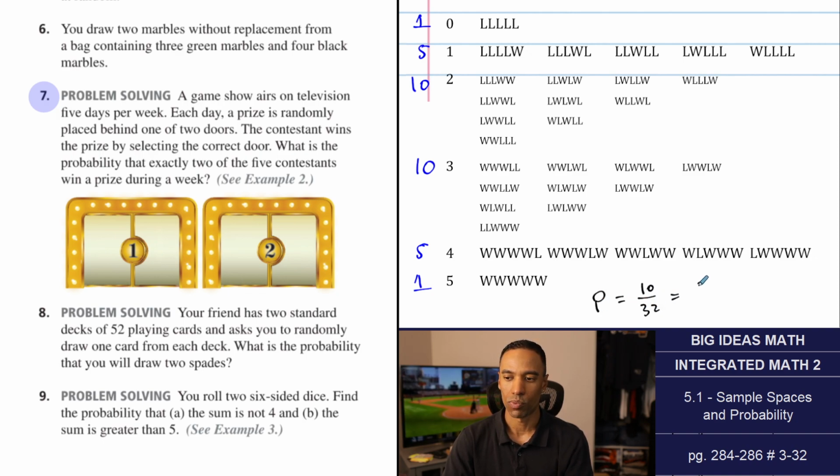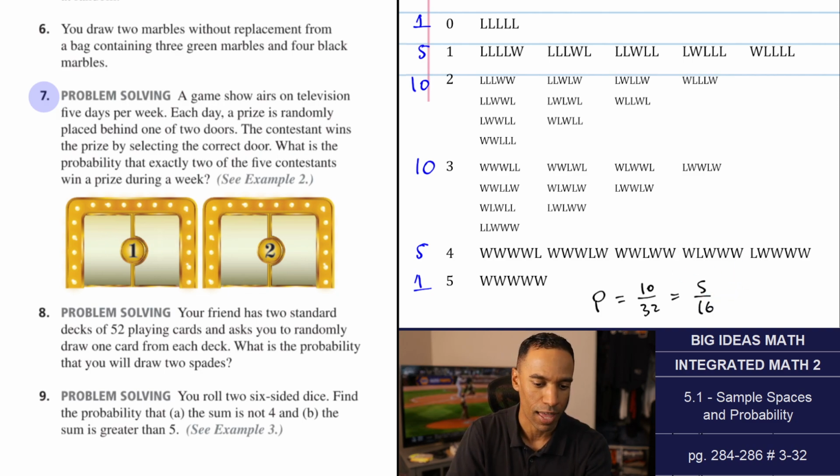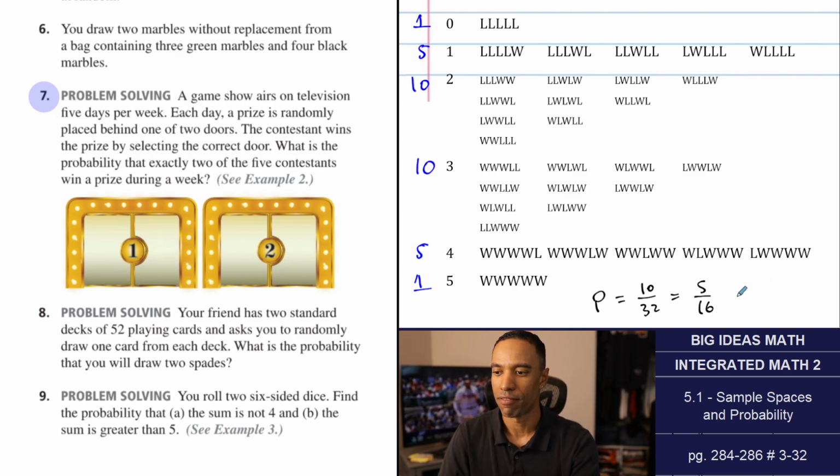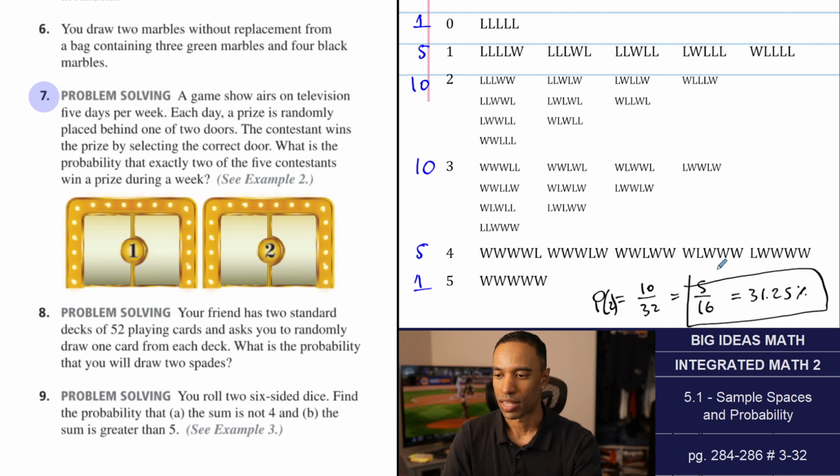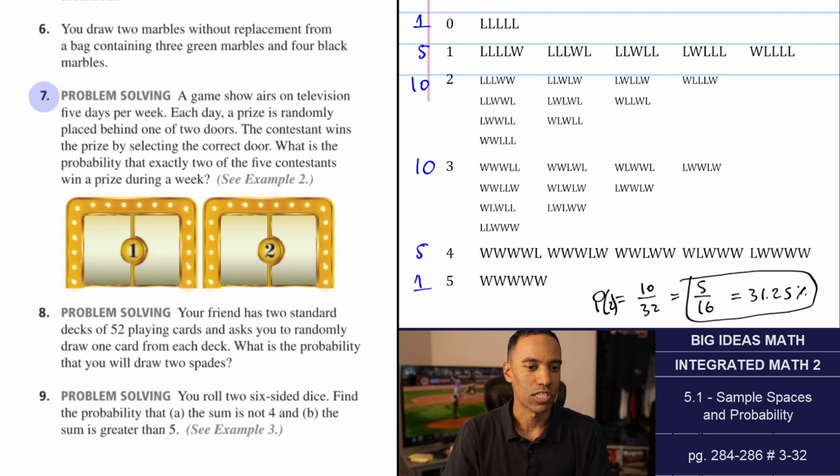Now 10 out of 32 reduces to 5 out of 16, which is some value. Let's use the calculator for that. So 5 out of 16, I'll just go straight to the percentage. That's 0.3125, so 31.25%. So there's that. I should say a probability of two wins. So that's the answer to that, and that's the arrangement for it.